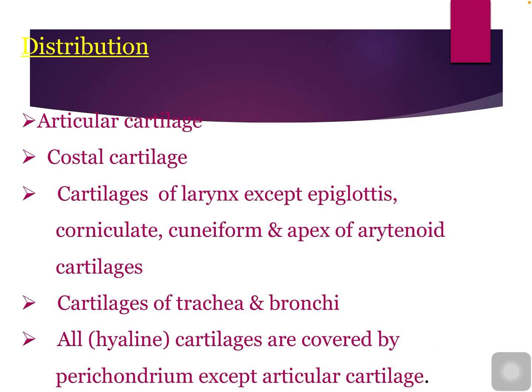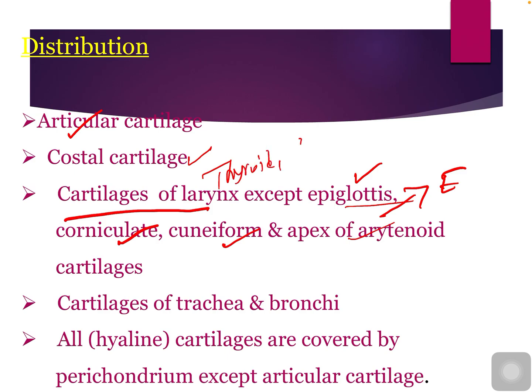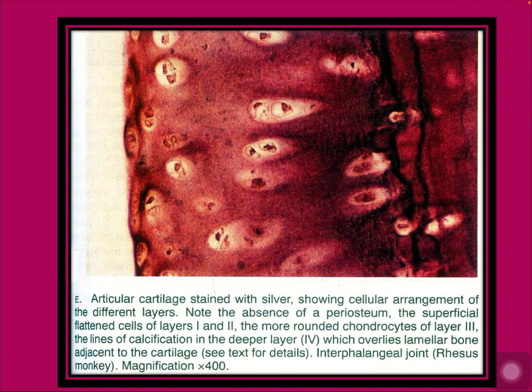Where is the hyaline cartilage placed? Articular cartilage, but it does not have perichondrium. Costal cartilage, that is attached to the ribs. Cartilages of the larynx, but some of the cartilages of the larynx like epiglottis, corniculate, cuneiform are not hyaline, these are all elastic cartilages. Except for the thyroid and cricoid, they are hyaline. The remaining are elastic. Cartilages of trachea and bronchi. As we told, hyaline cartilage will have the perichondrium. One exception is articular cartilage. So this is articular cartilage stained with silver stain, and you can appreciate there is no perichondrium.